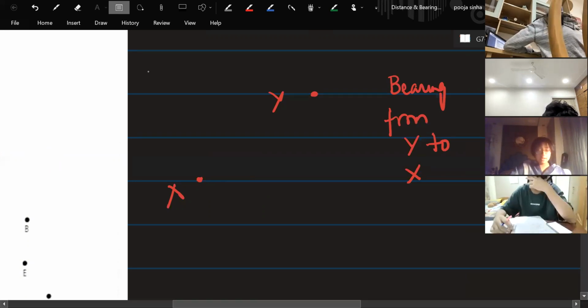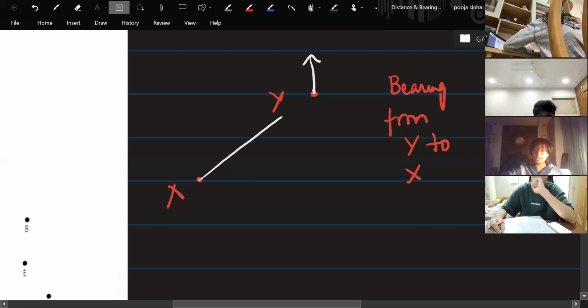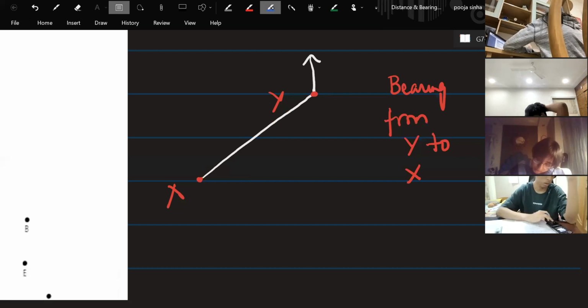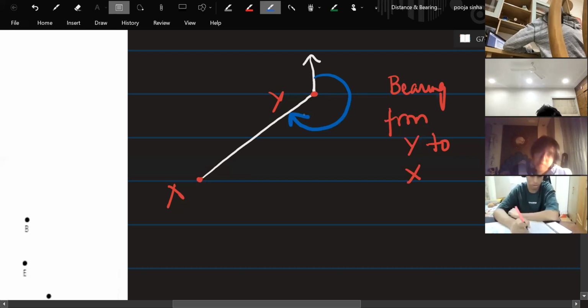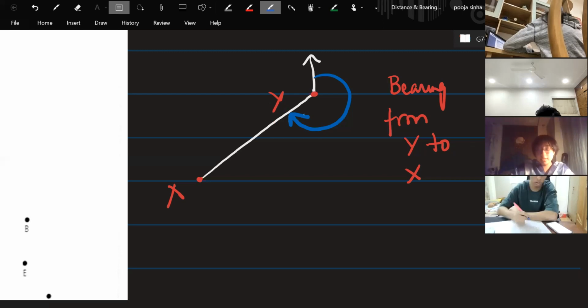North arrow on Y. I'll make my north arrow on Y. Then what do I do? I connect X and Y. Now, which one am I supposed to measure? X to Y, Y to X. I'm supposed to measure Y to X in the clockwise direction. So this one I have to measure, right? Please use a protractor to measure this. So from Y to X in anti-clockwise is going to be 60.